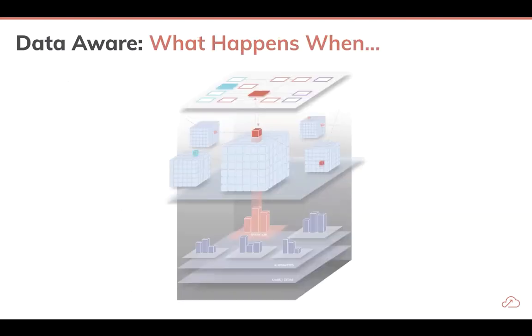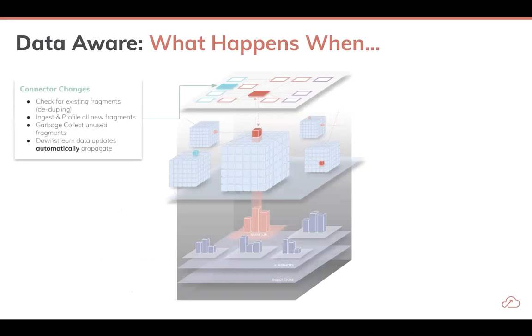So let's go a little bit deeper here and talk through what happens when, for example, a connector changes. If I'm reading data all the way from a source, it's really interesting. If I make a change, the system immediately goes and checks for new and existing fragments, figures out if it already has them, and starts to ingest and profile them. It'll figure out how to garbage collect the unused fragments in the background. And then part of the magic is, because that connector changed, all of the downstream components also have PSHA changes, and they'll start to automatically propagate those changes for us.